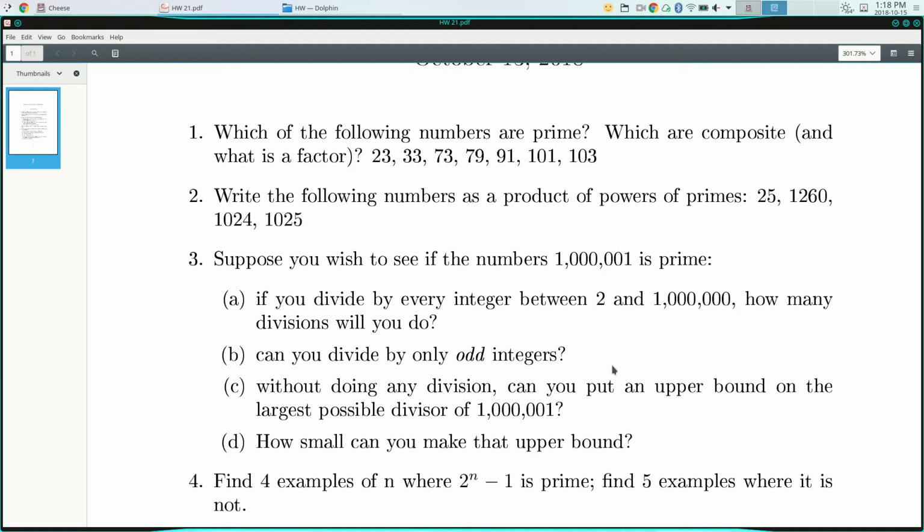Suppose you wish to see if the number 1,000,001 is prime. If you divide by every integer between 2 and 1,000,000, how many divisions are needed? 1,000,000 minus 2? Okay.